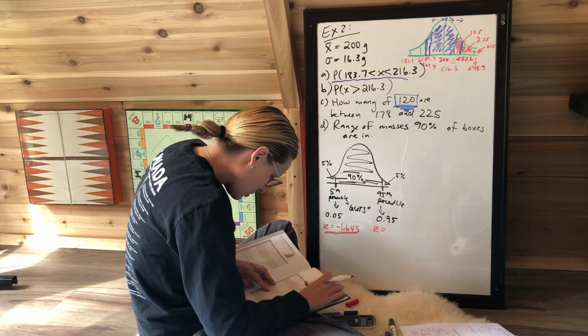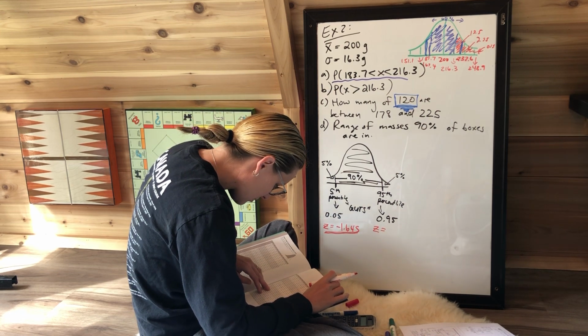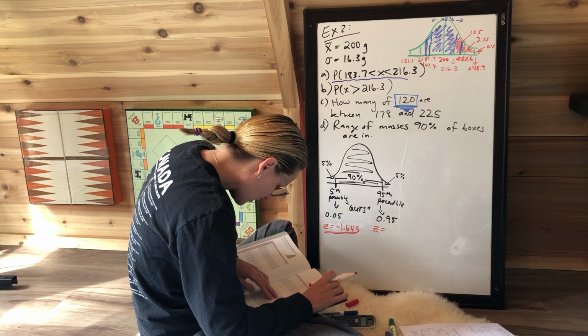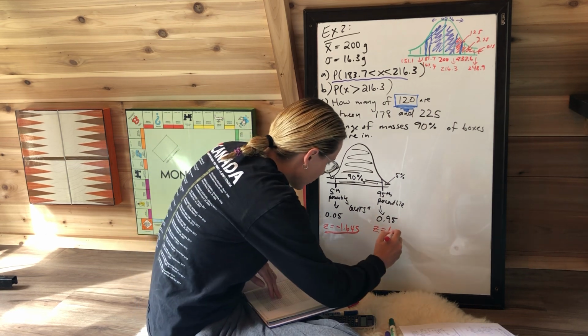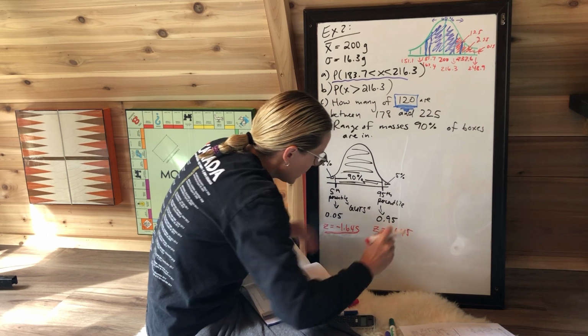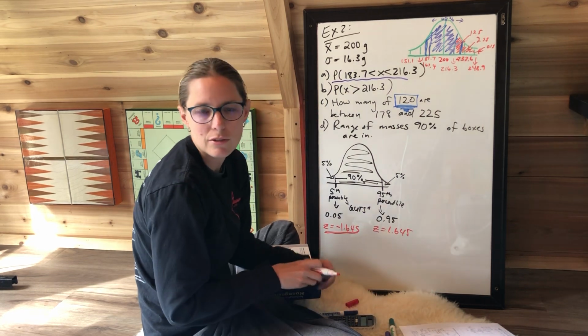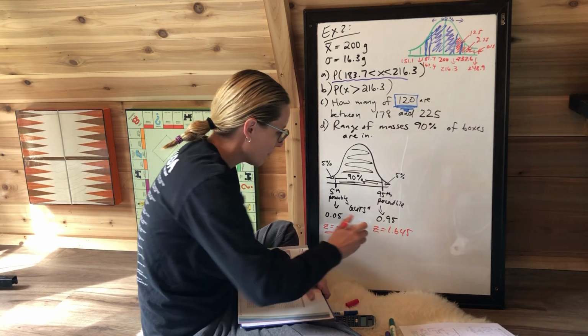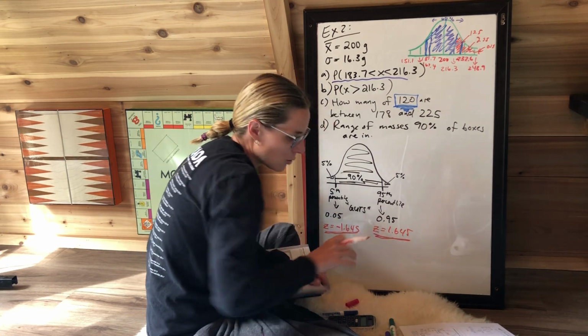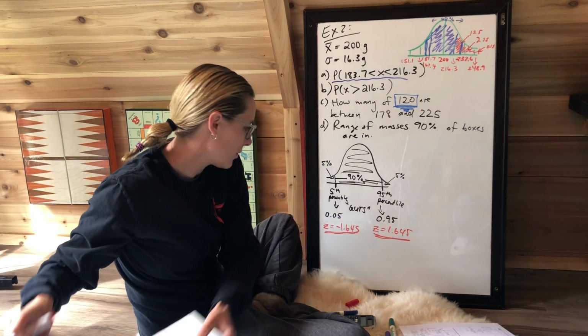To find the closest one to 0.95, we're in the same situation because it's symmetric, so it's going to be 1.645. It's right between 1.64 and 1.65. If you add those two and divide by 2 to find the average, you'll get this value. So these are the two z-scores we would like to work with.